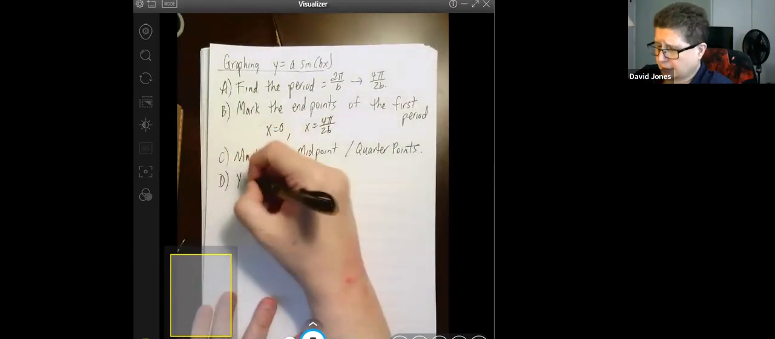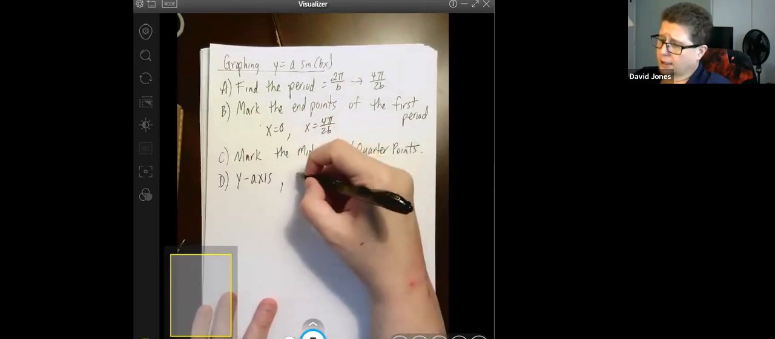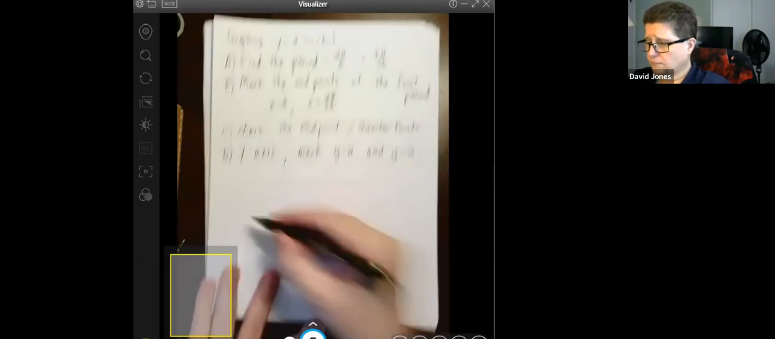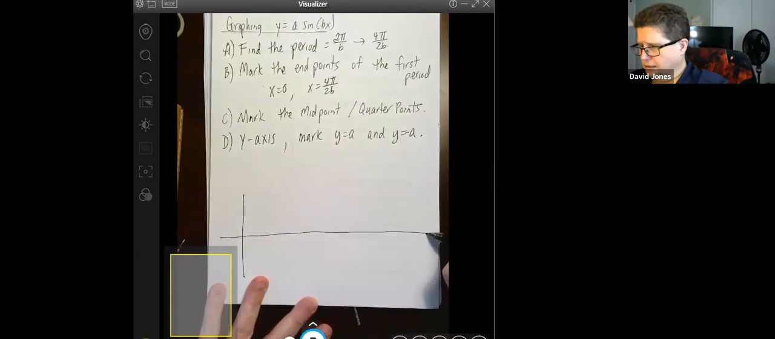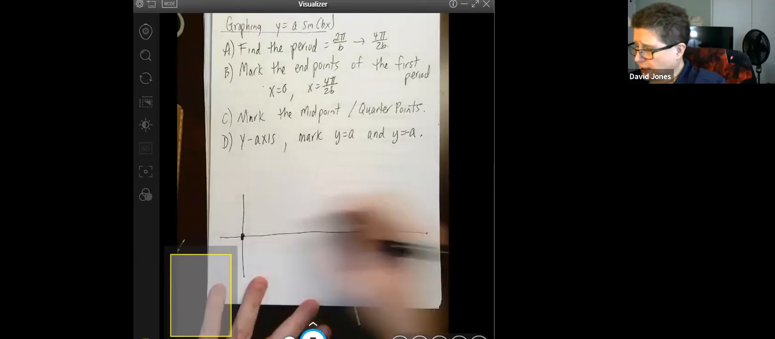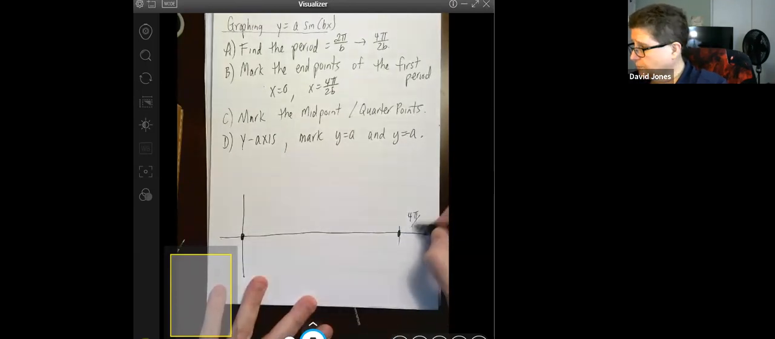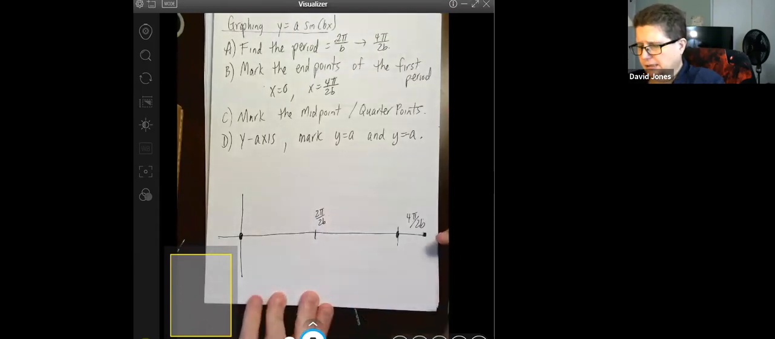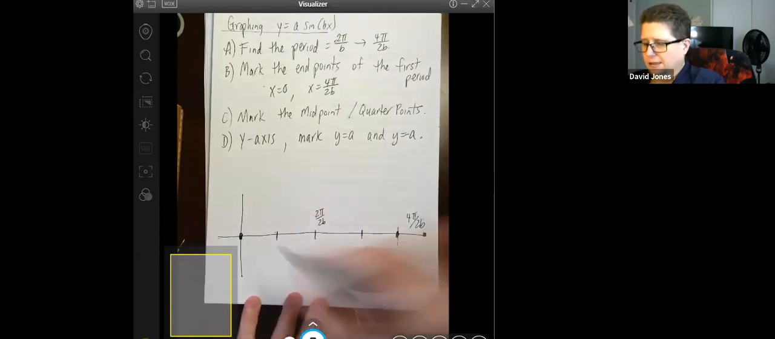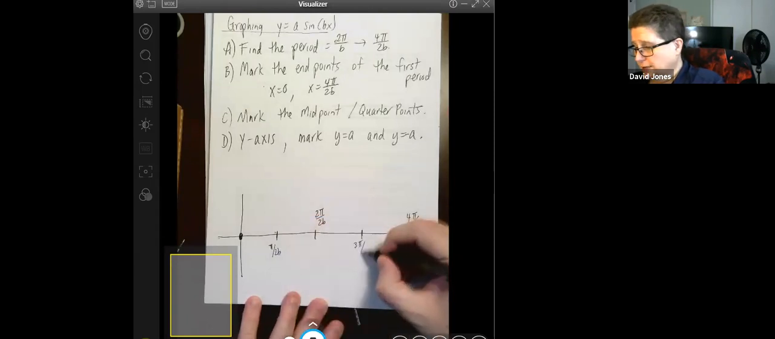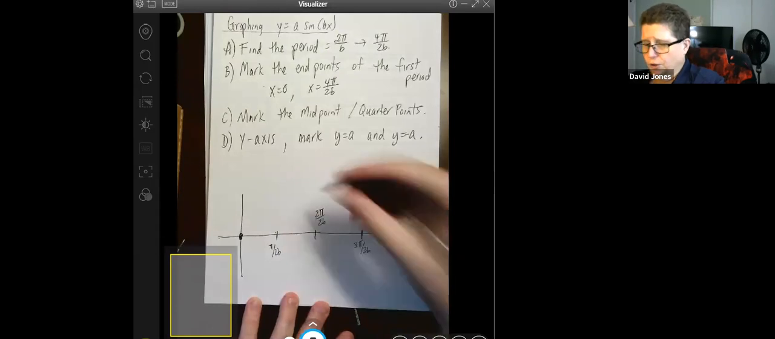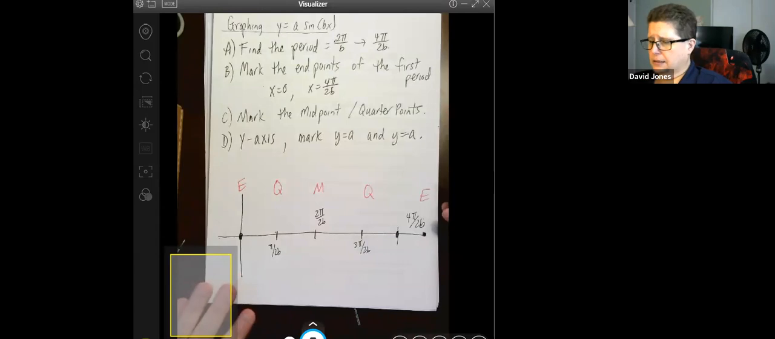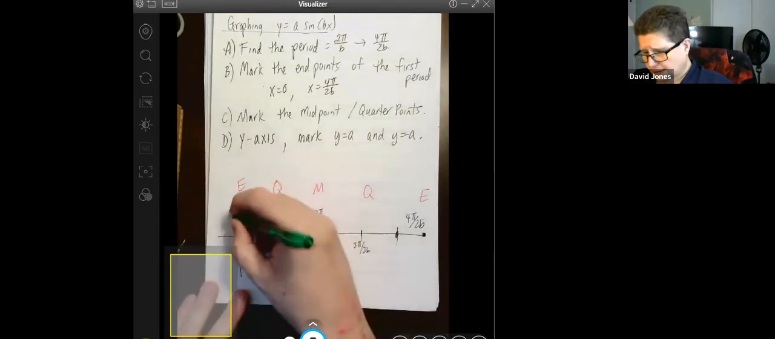Part D, for the y-axis, put a mark at y equals a and y equals negative a. So I'll do this down here. I put in x equals 0, x equals 4 pi over 2b. My midpoint is half that, 2 pi over 2b. My quarter points are the midpoints of the midpoints. So this is pi over 2b, 3 pi over 2b. So endpoint, quarter point, midpoint, quarter point, endpoint.